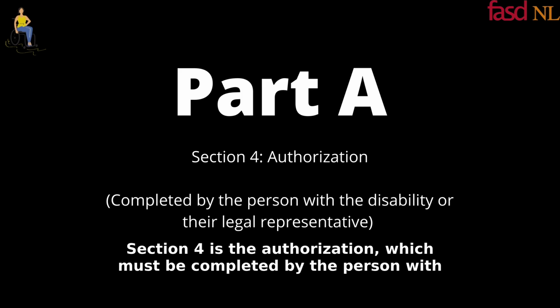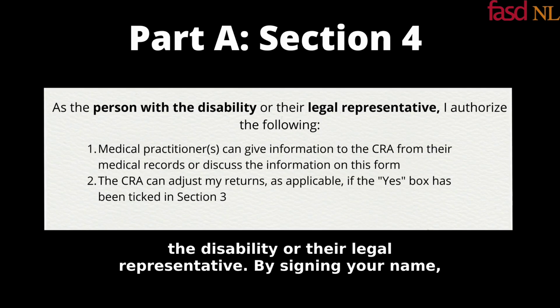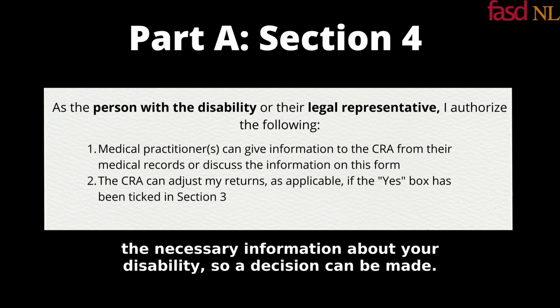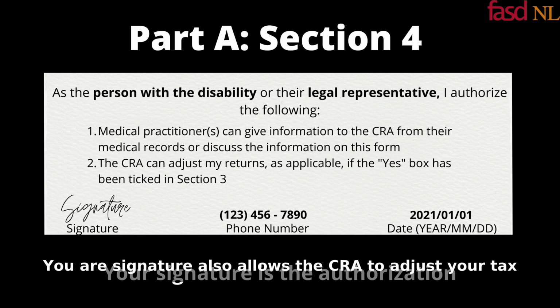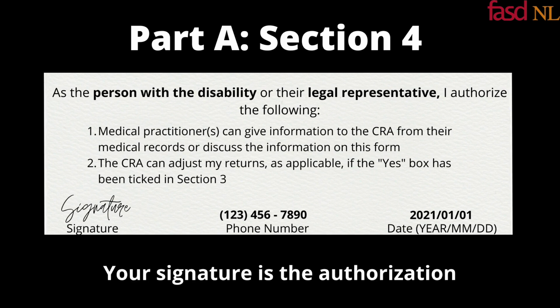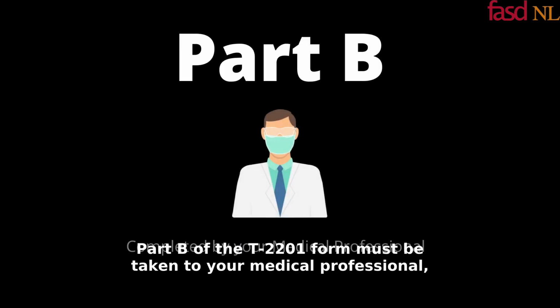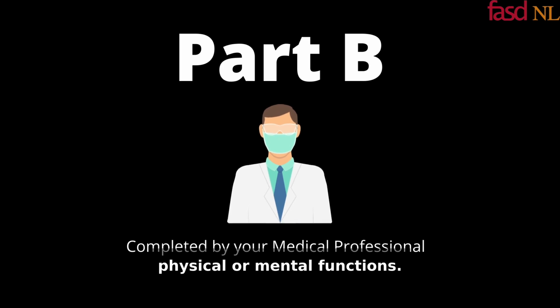Section 4 is the authorization, which must be completed by the person with the disability or their legal representative. By signing your name, you authorize your medical professional to give the government the necessary information about your disability so a decision can be made. Your signature also allows the CRA to adjust your tax returns if you selected yes to Section 3. Part B of the T2201 form must be taken to your medical professional, who will certify that you have a severe or prolonged impairment in your physical or mental functions.